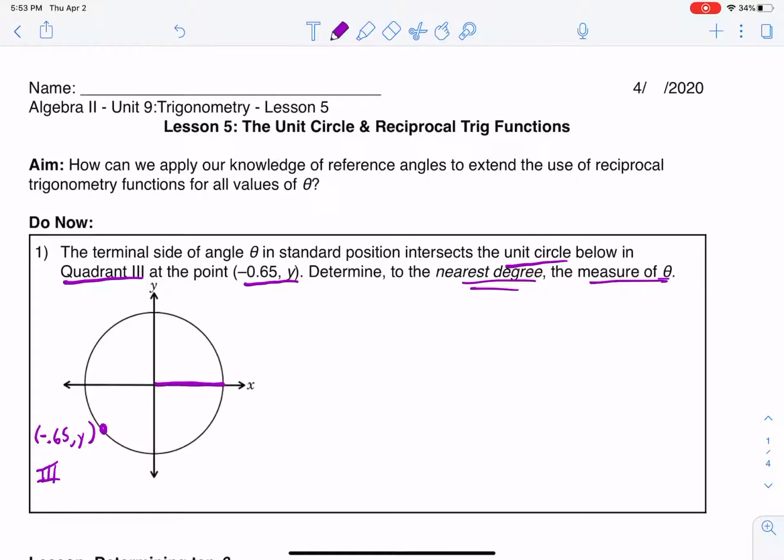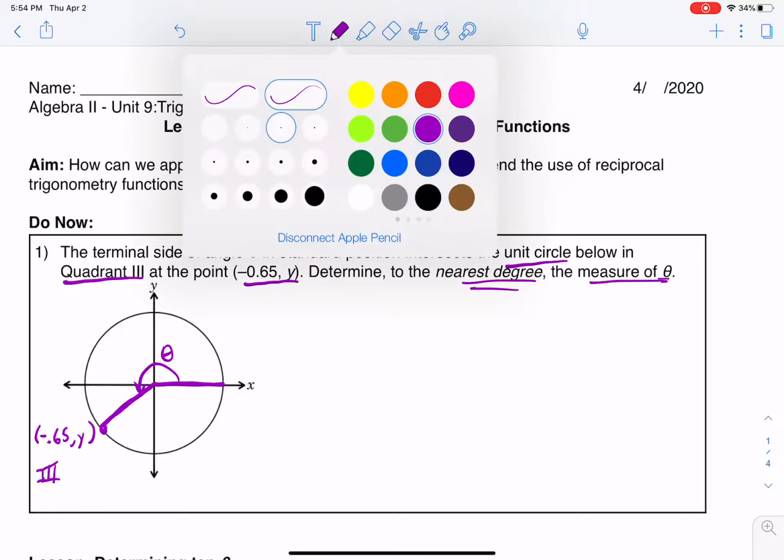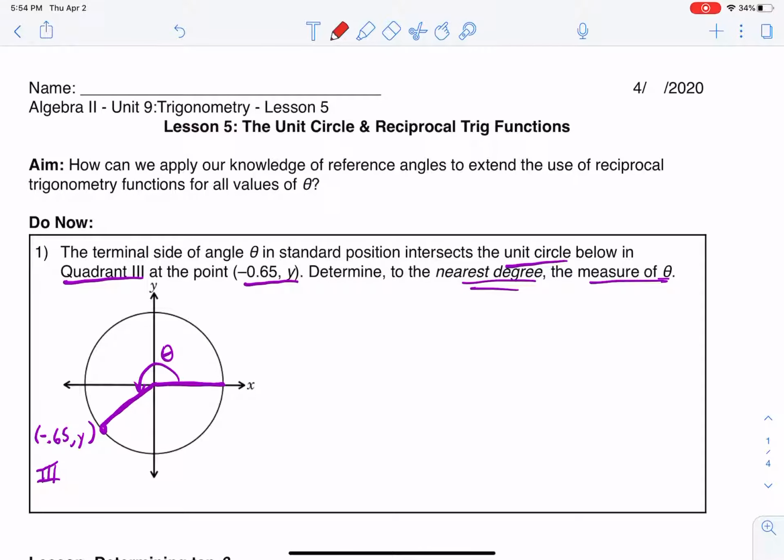We know that that's the terminal side of an angle in standard position. So we can sketch the initial side of that angle. We can sketch the terminal side of that angle. And that is the measure of angle theta. And we don't know what that angle is. Now, I'm going to go ahead and draw in my reference triangle here, to give myself a little bit of a head start. So that's the right triangle formed with an acute angle that's on the terminal side of that angle and the x-axis. There's my reference triangle.